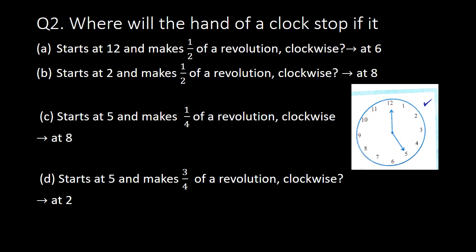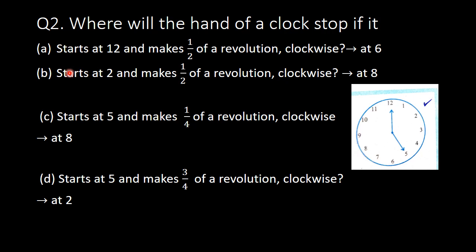Question number 2. Where will the hand of a clock stop if it starts at 12 and makes half of a revolution clockwise? So children, it is at 12 and it is moving in the clockwise direction, half revolution. From 12, half revolution completing time, it is reaching at 6. Okay, children. So answer is at 6.